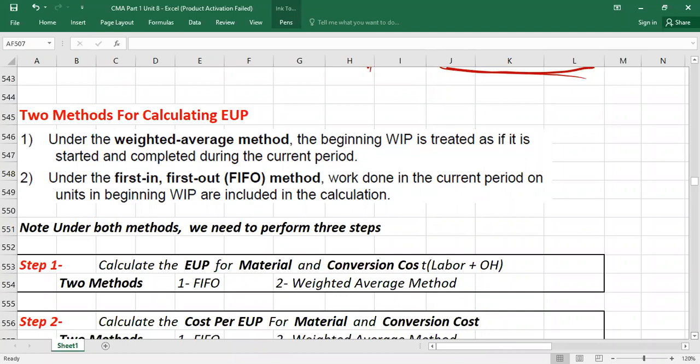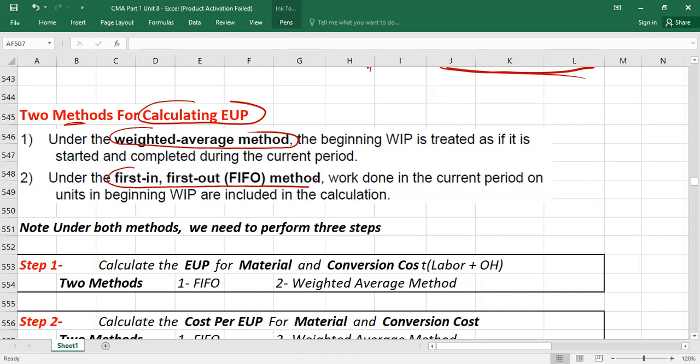Understood? So guys, there are several ways to solve a process costing question, but there are mainly two assumptions on which we will solve it. Number one, there are two methods to calculate what? Equivalent units of production. EUP is the shortcut for equivalent units of production. So either you can use which method? Weighted average method. Or you can use which method? First in, first out method, FIFO method. Two methods.